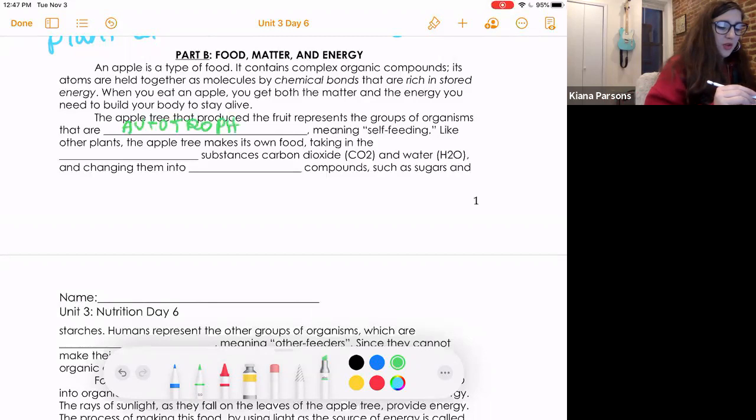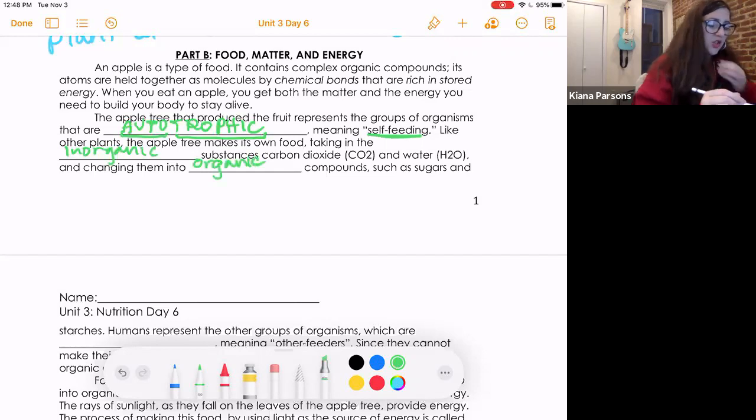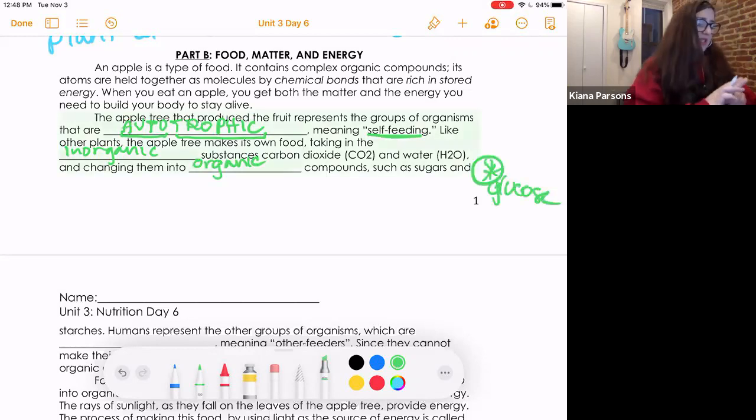So we've talked about these words several times, but here we're defining it explicitly. Autotrophic meaning self-feeding, right? So troph is energy, auto is self, creates its own energy. Like other plants, the apple tree makes its own food, taking in the inorganic substances, carbon dioxide and water, and changing them into organic compounds such as sugars and starches, glucose. And this is via the process of photosynthesis.